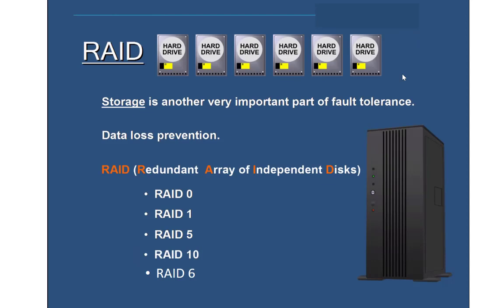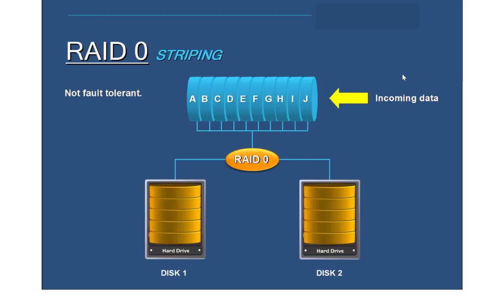RAID storage is another very important part of fault tolerance. We use RAID for data loss prevention. There are many levels of RAID, but the common RAID levels are RAID 0, RAID 1, RAID 5, RAID 10 and RAID 6. First of all I will discuss RAID 0.